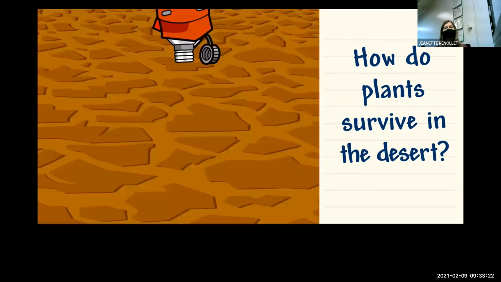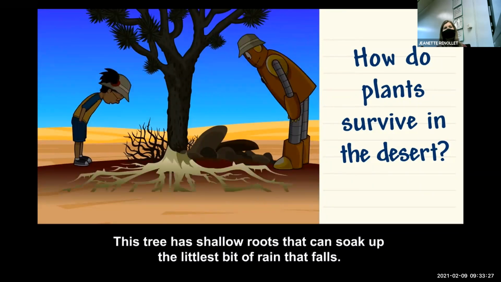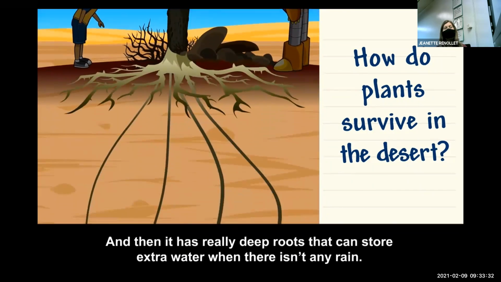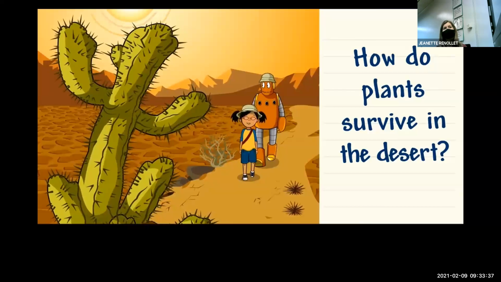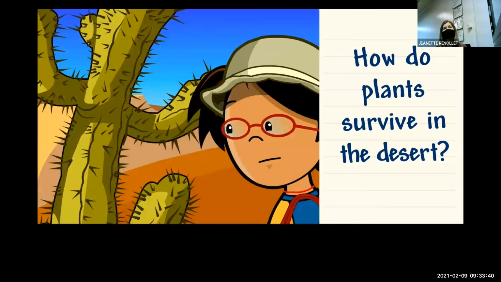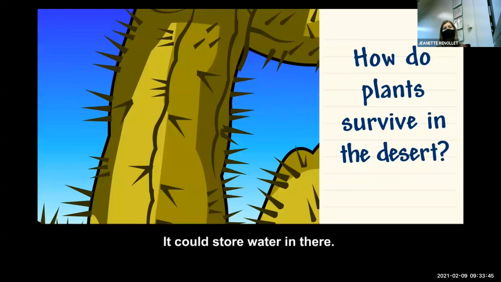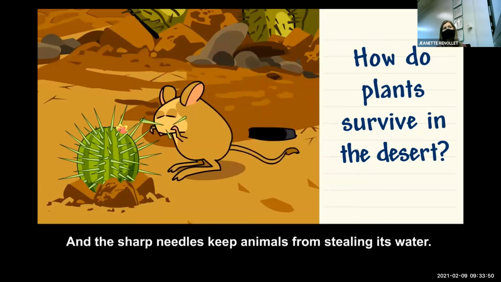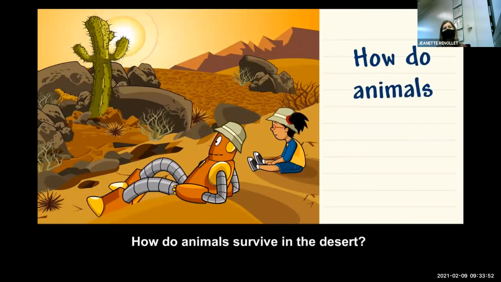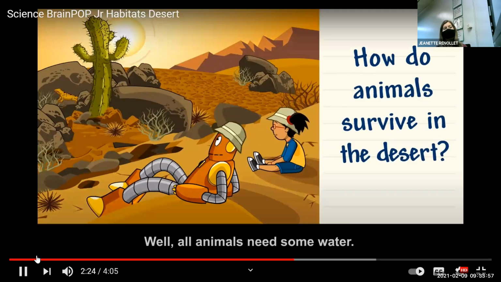Moby. This tree has shallow roots that can soak up the littlest bit of rain that falls. And then it has really deep roots that can store extra water when there isn't any rain. You're right, Moby. That cactus does have a thick stem. It could store water in there. And the sharp needles keep animals from stealing its water. How do animals survive in the desert? Well, all animals need some water.